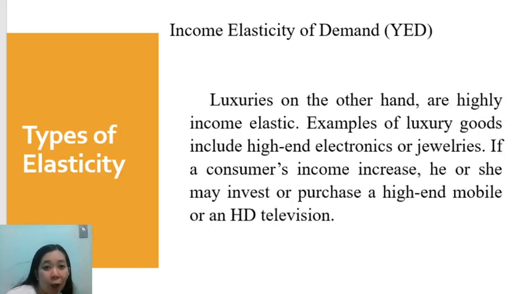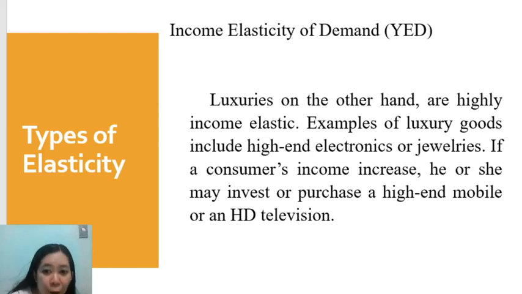Okay, what about luxuries? Luxuries, on the other hand, are considered to be highly income elastic. So what are examples of luxury goods? They include high-end electronics or jewelries. So we consider your cell phones, okay, with higher specs, and others which we may consider as high-end electronics, and of course jewelries. These luxury goods normally have greater value or price.